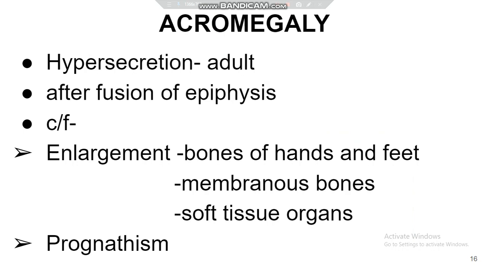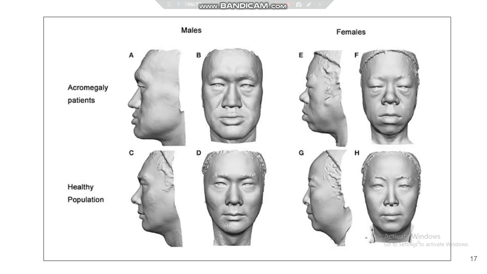Acromegaly occurs due to hypersecretion of growth hormone in an adult after fusion of epiphysis. Clinical features are enlargement of bones of hands and feet, membranous bones, and soft tissue organs. Prognathism is also seen. As you can see here the features.